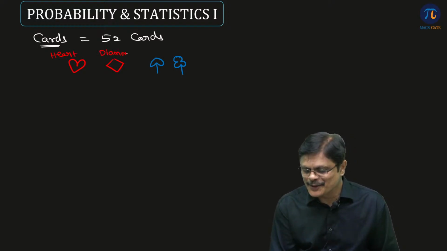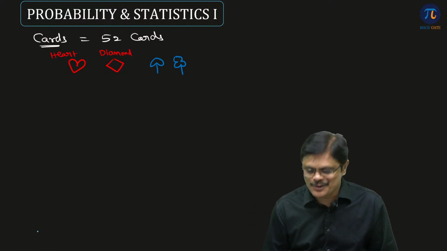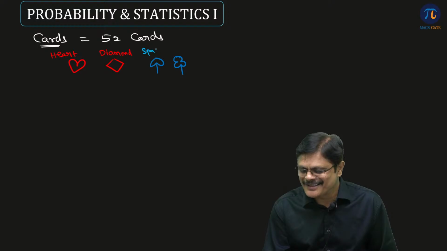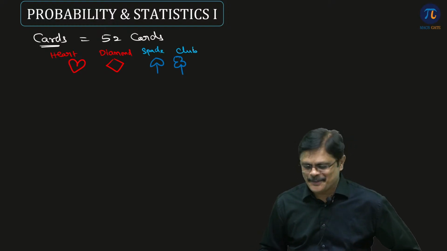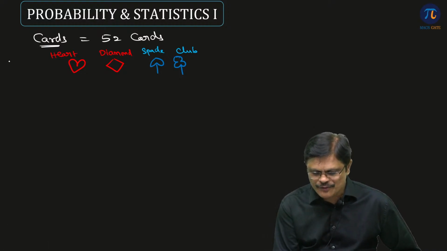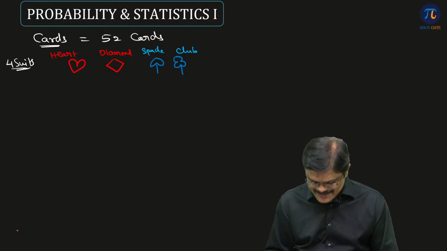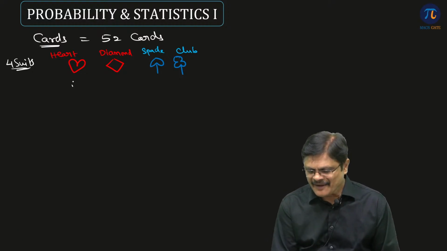See, after seeing the blue color for black cards, I am getting confused. Now this is the spade and this is the club. Is the idea clear? So now you are having these cards, and these are called suits, 4 suits. And in each suit we are having ace.